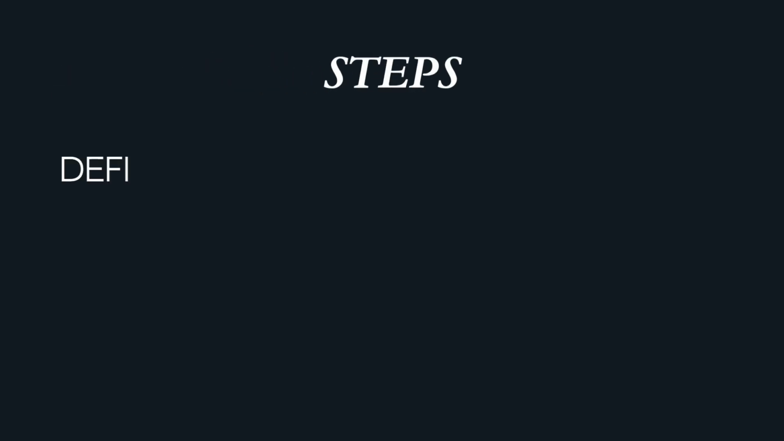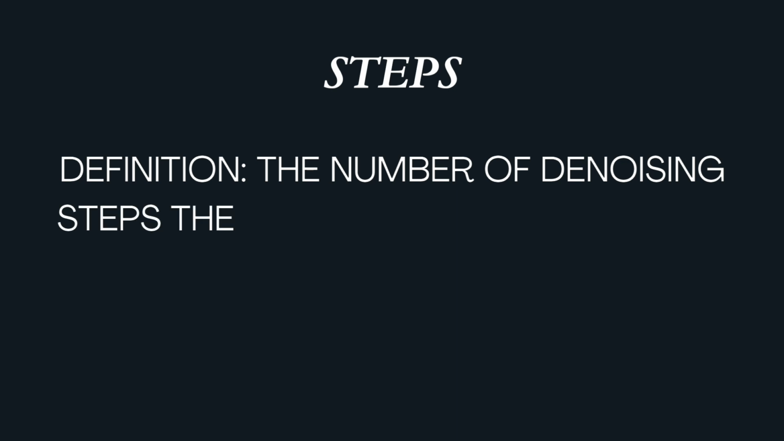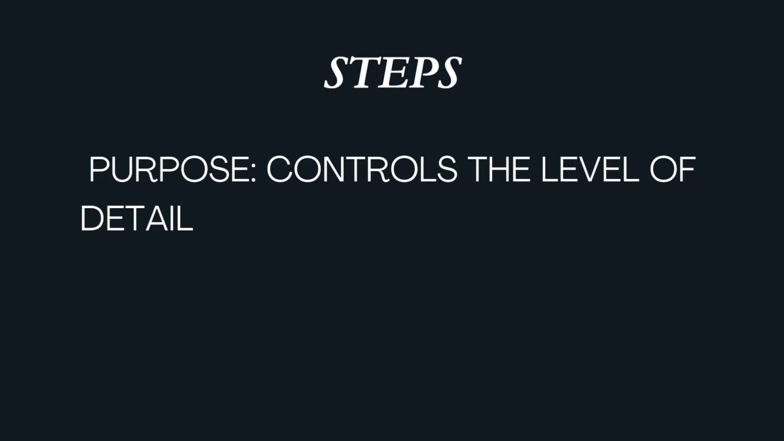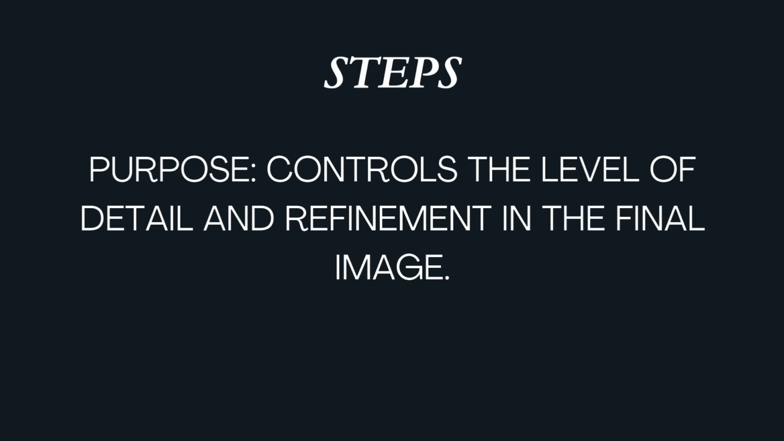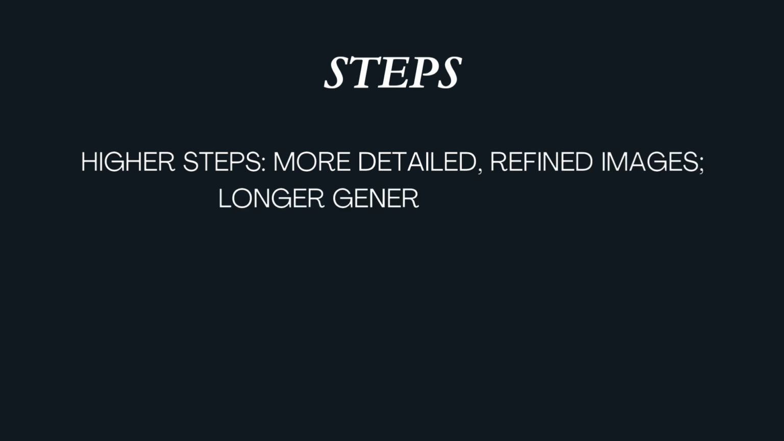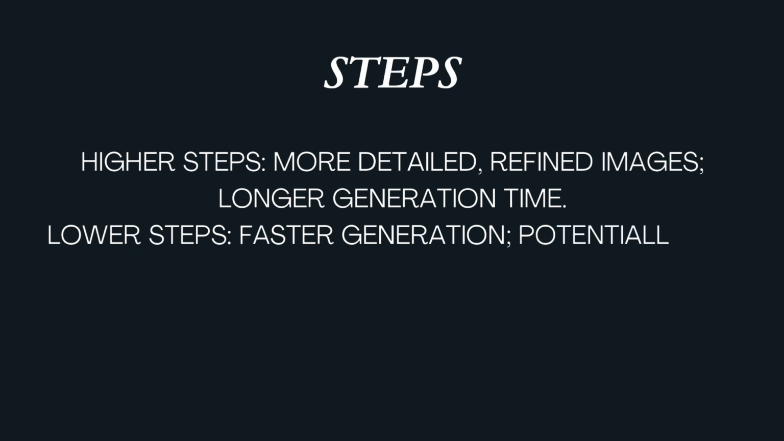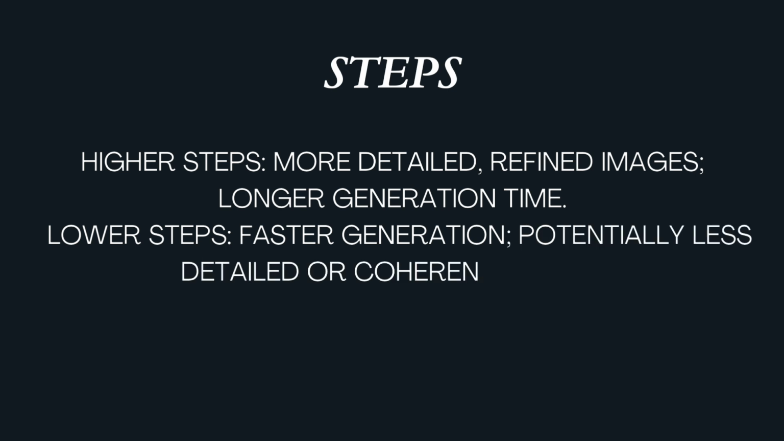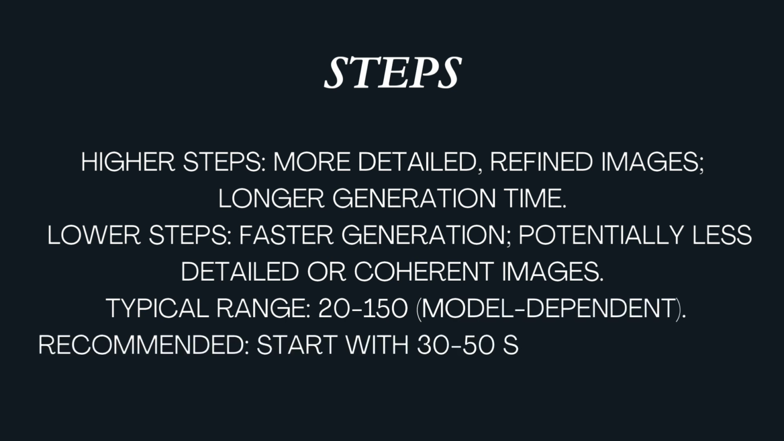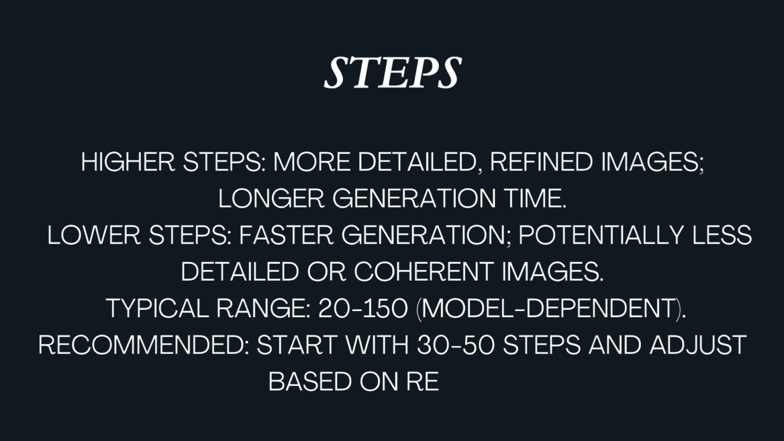Steps. Definition: the number of denoising steps the model takes to generate the image. Purpose: controls the level of detail and refinement in the final image. Effects of steps settings: higher steps will give you more detailed, refined images, but lead to longer generation time. Lower steps will give you a faster generation, however with potentially less detailed or coherent images. The typical range is between 20 to 150, model dependent. Recommended: start with 30 to 50 steps and adjust based on results.